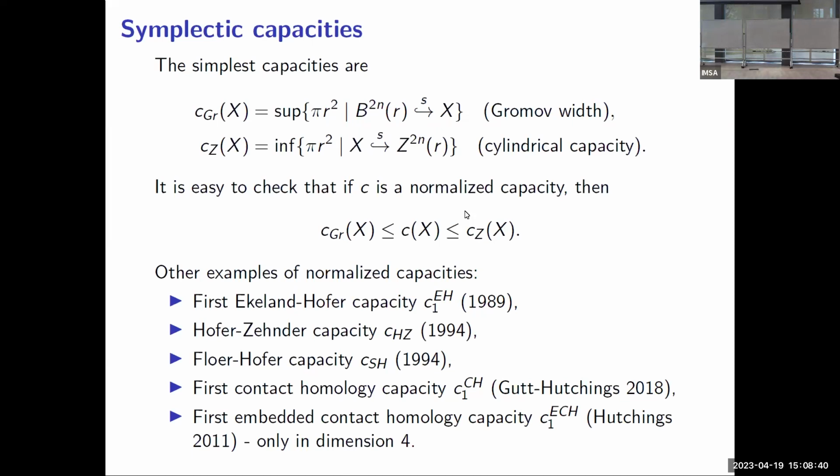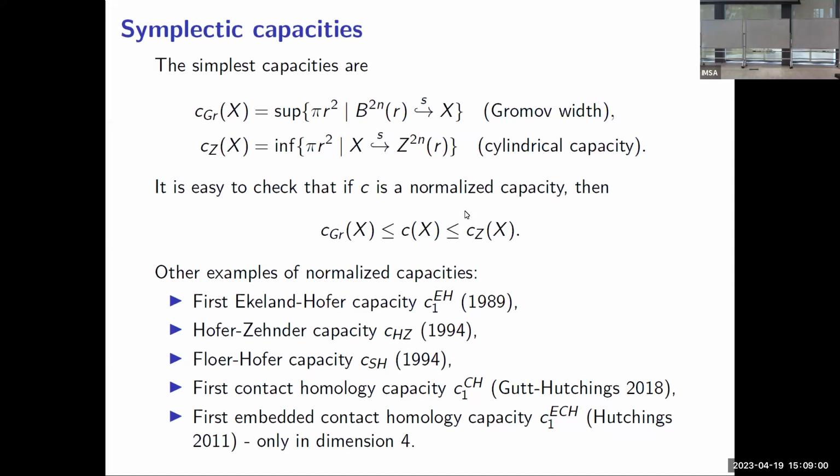You might ask, why do you care? And the reason we care is because some of them are easier to define, some of them are easier to compute, and almost all of them give interesting obstructions to symplectic embeddings, some of which are sharp. Okay, so I'm not going to go into the history of symplectic embeddings. I mean, you can see many talks about that.